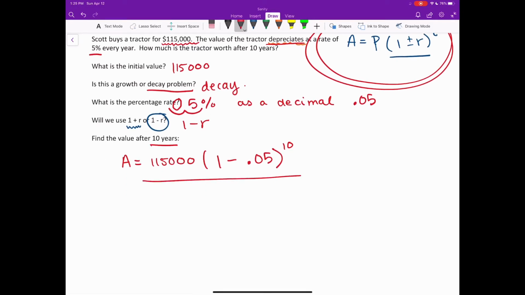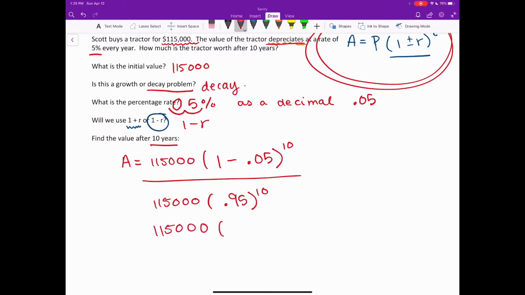So this right here is just a number. Evaluate that down. 1 minus 0.05, and that's going to give you 0.95 raised to the 10th power. This is stuff you probably want to do on your calculator. If you raise 0.95 to the 10th power, you're going to get a crazy decimal.